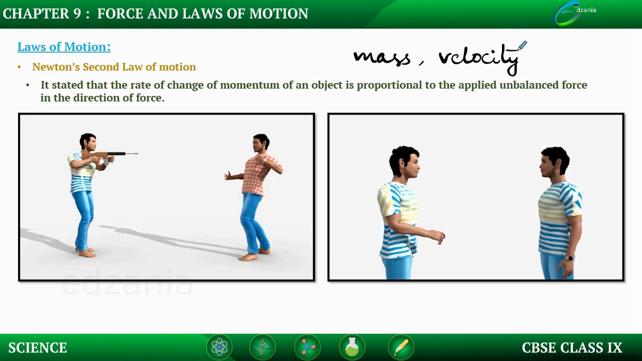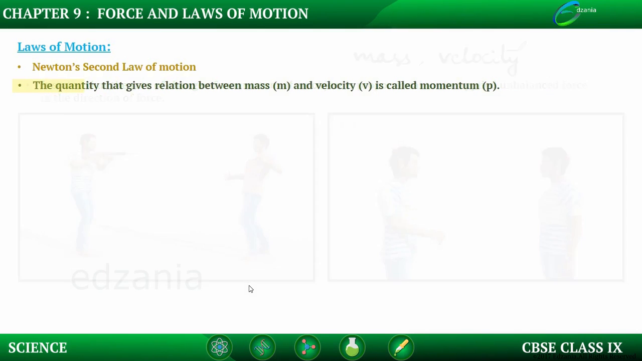We know a light body can attain high velocity easily, however, it is very hard for a heavy body to attain high velocity because it requires a large force. Let us study the term which relates mass and velocity. The quantity that gives the relation between mass and velocity is called momentum. Momentum is denoted by small p.